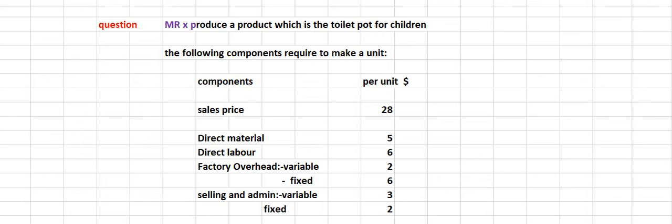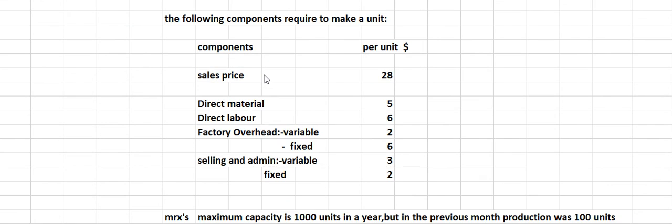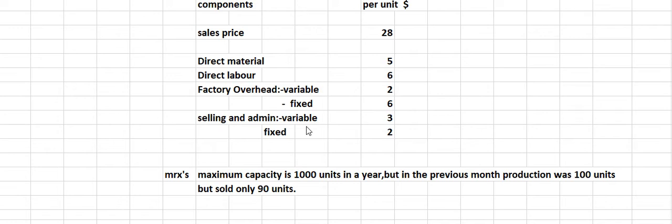Mr. X produced a product, which is a toilet pot for children. The following components are required to make a unit: sales price $28 per unit, direct materials $5 per unit, direct labor $6 per unit. Factory overheads: variable portion $2 per unit and fixed portion $6 per unit. And selling and admin: variable portion $3 per unit and fixed portion $2 per unit.